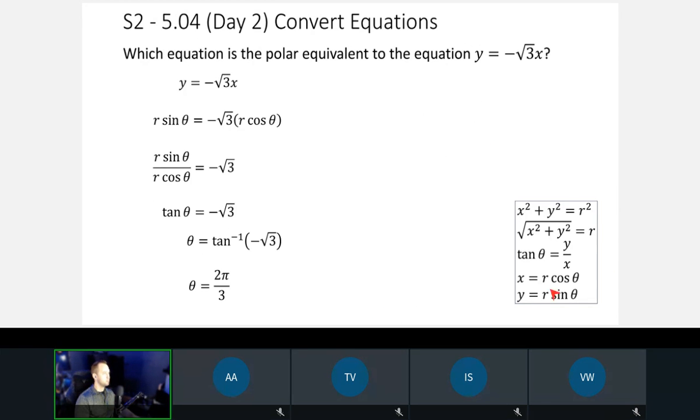For this one, you want to use these, and we're going from rectangular to polar. So we replace y and x with what they equal, r sine theta and r cosine theta, and then you just solve.